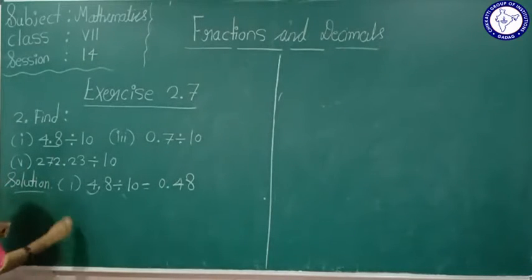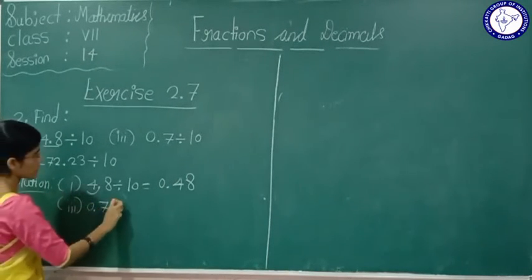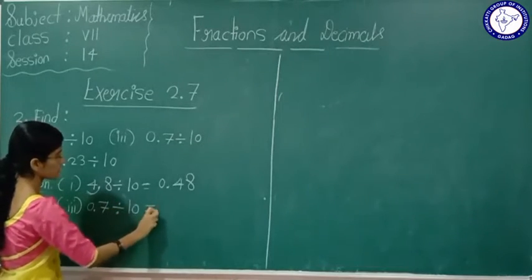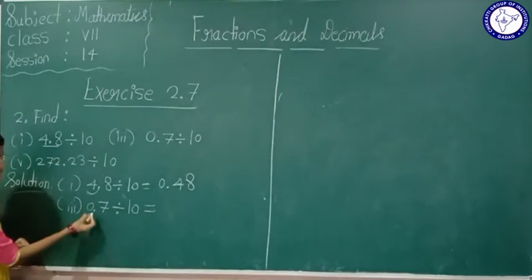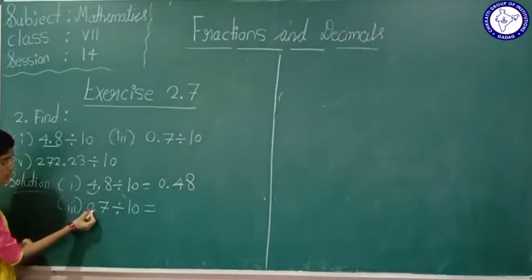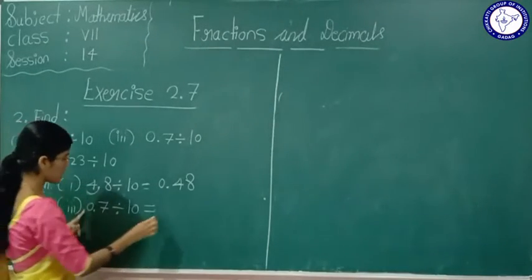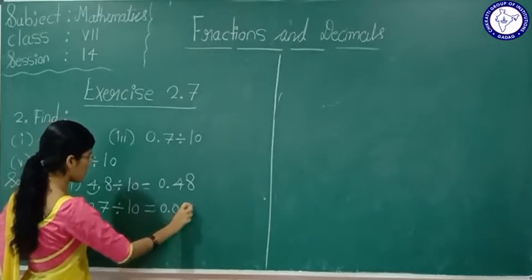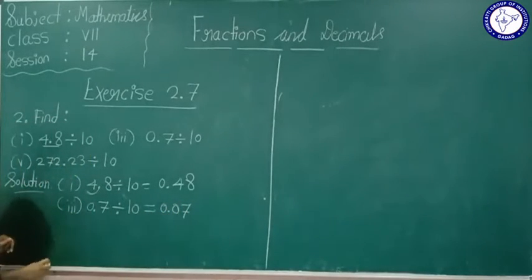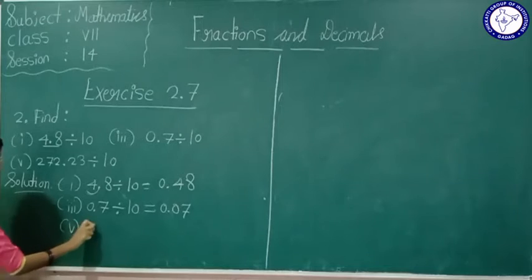Okay. Now third one, see here. 0.7 divided by 10. Just shift this decimal point to the left by one place. The point will be here. What will it become? 0.07.